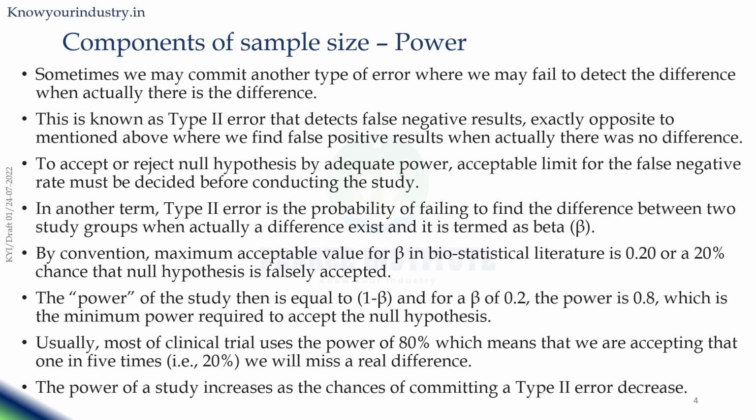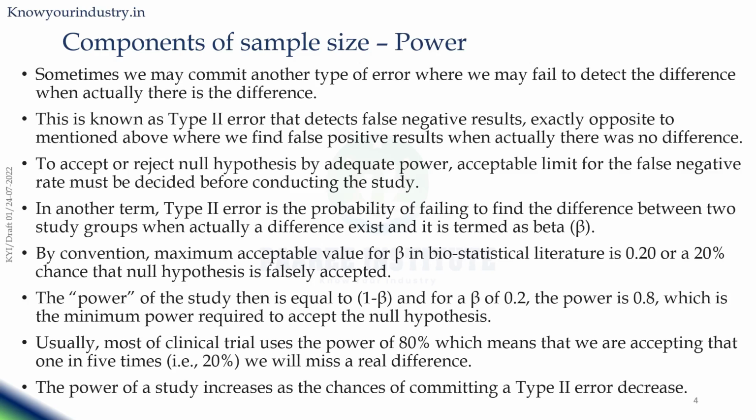To accept or reject the null hypothesis with adequate power, the acceptable limit for the false negative rate must be decided before conducting the study. In other terms, type 2 error is the probability of failing to find the difference between the two study groups when actually a difference exists, and it is termed beta. By convention, the maximum acceptable value for beta in biostatistical literature is 0.2, or a 20% chance that the null hypothesis is falsely accepted. The power of the study is then equal to 1 minus beta, and for a beta of 0.2 the power is 0.8, that is 80%, which is the minimum power required to accept the null hypothesis.